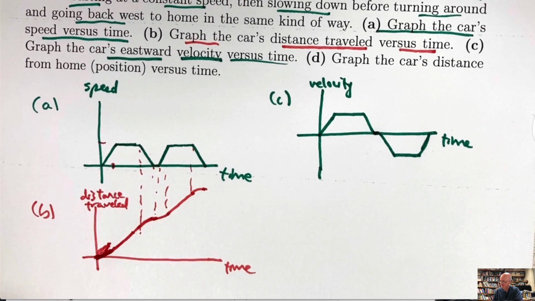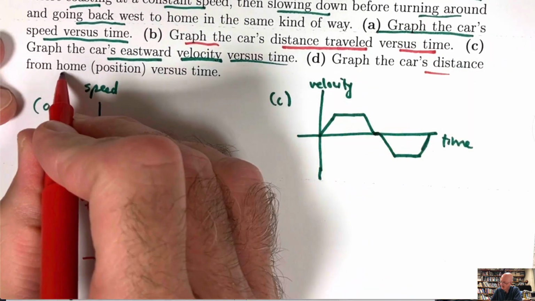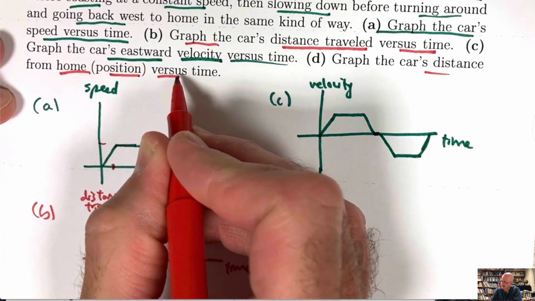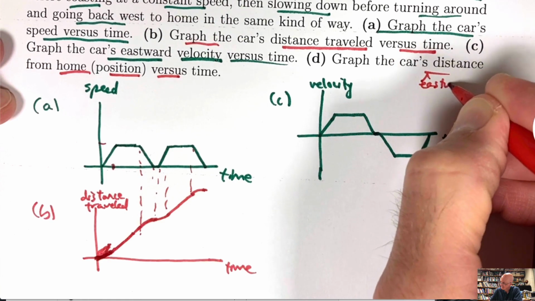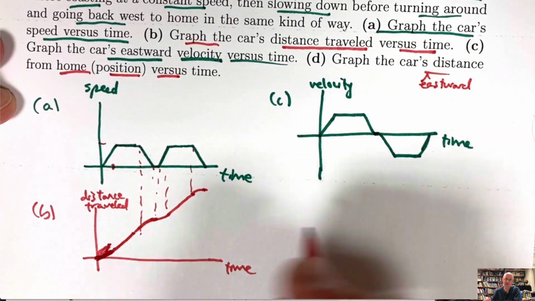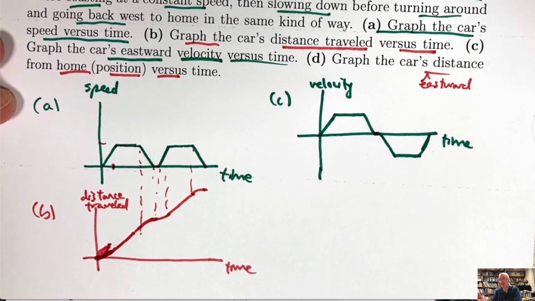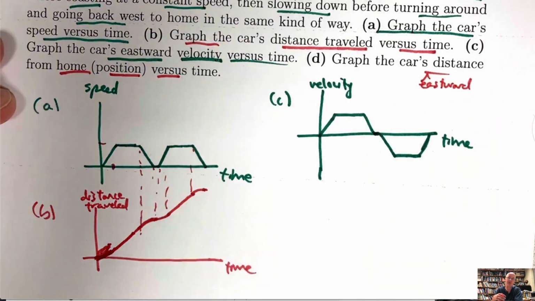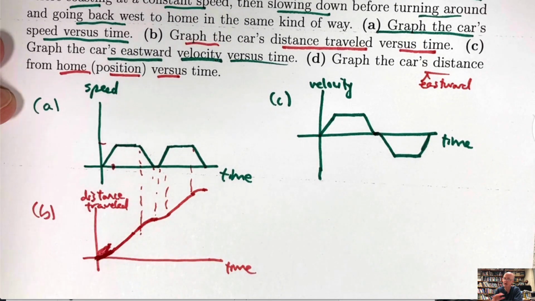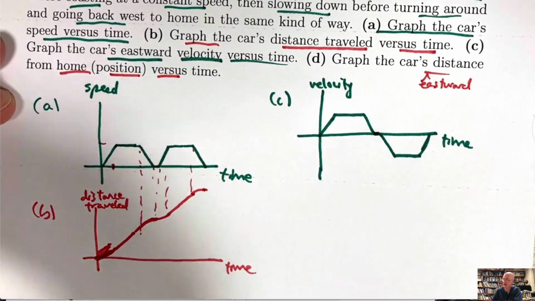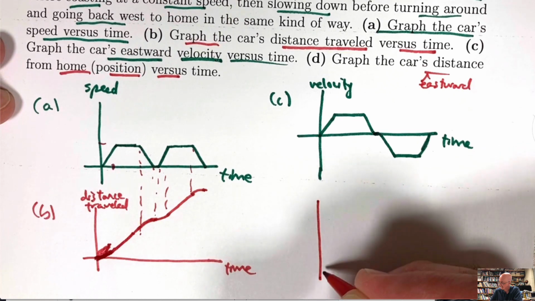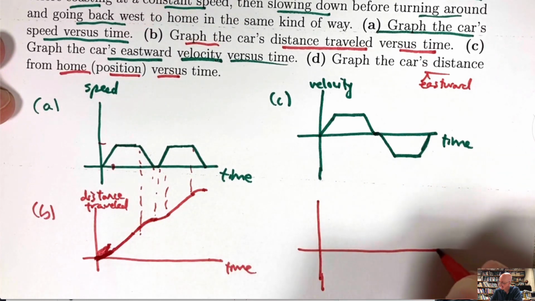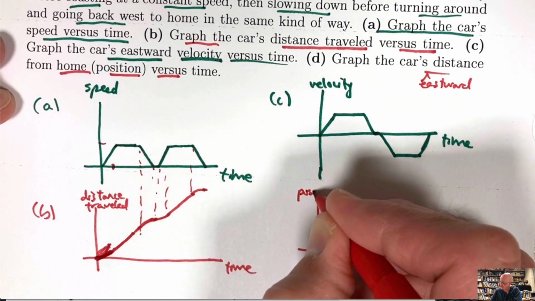What about the distance from home, the position versus time? I really should have added the word eastward distance. Thinking of eastward, when you are to east of home, that would be like a positive distance, and when you're to the west of home, that would be a negative distance, though the car doesn't get to the west of home. The car comes back home. It comes back to where it starts. Now we're graphing the distance from home, the eastward distance from home. I'm going to call it position in the graph, position.